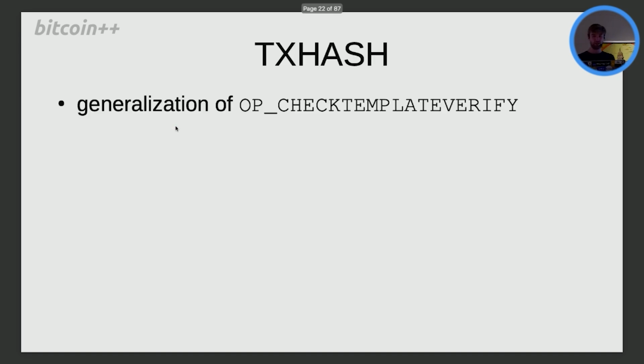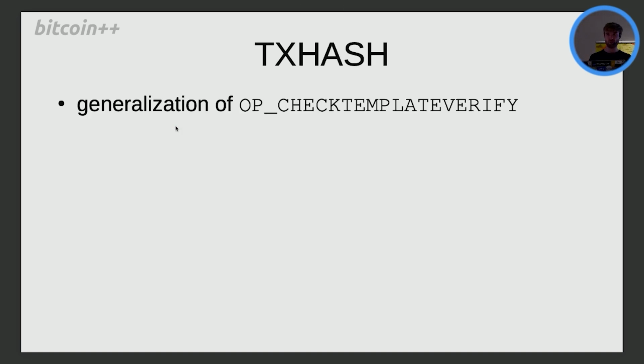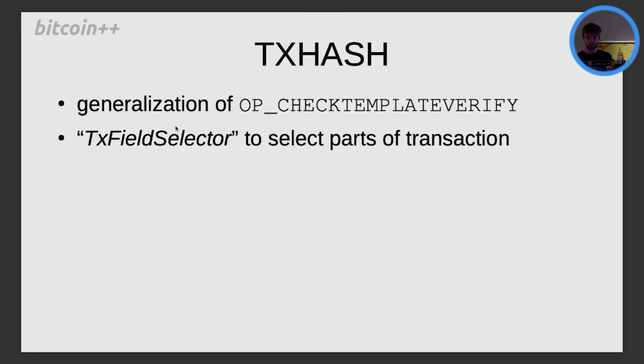So TXHASH is a generalization of the CTV concept. Instead of only being able to commit to exactly this set of things, like in CTV, you can actually pick and match the things that you want to commit to in the transaction and the things that you want to leave free for the protocol to fill in later on. So in order to pick the things that you want to commit to, we introduce this concept called a TX field selector. So it's, like the name says, a way to select the fields from the transaction that you're interested in.